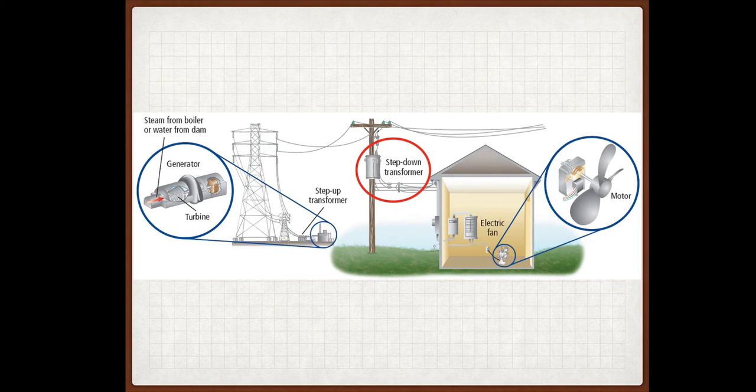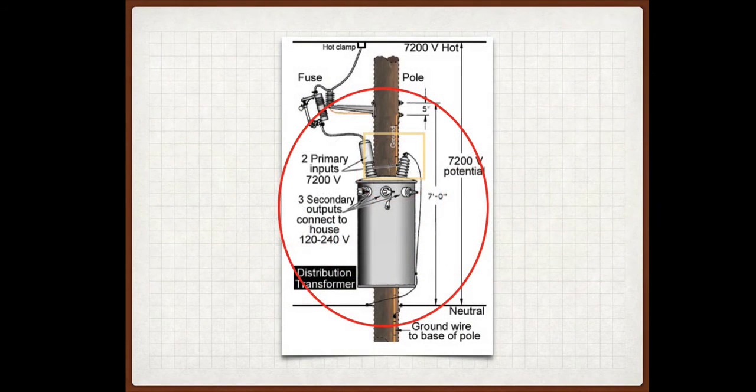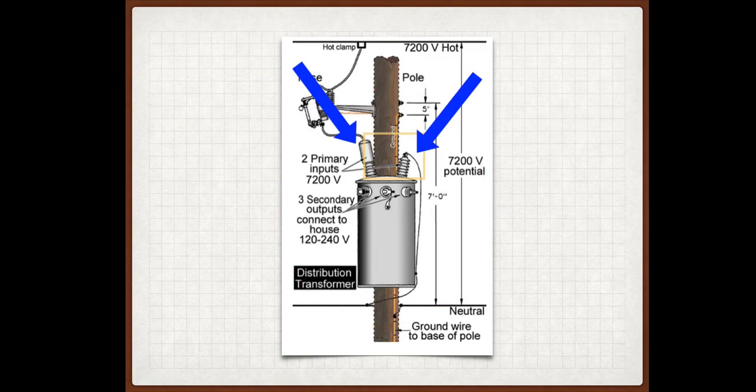So let's take a closer look at that transformer so you can kind of see part of the machinery at work here. So this is our step-down transformer. Now if you look at the primary inputs, okay, I'm going to put an arrow there. Those primary inputs have 7,200 volts coming in. Okay, again, that is not safe for your common household appliances. Even the most powerful ones like your electrical stove, or electrical clothes dryer, this is way too much. So you have secondary outputs.